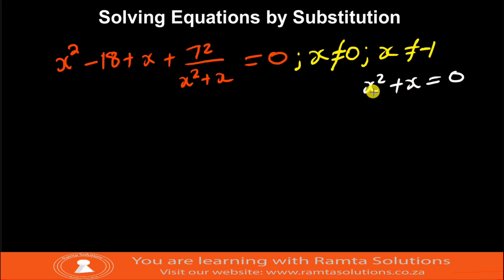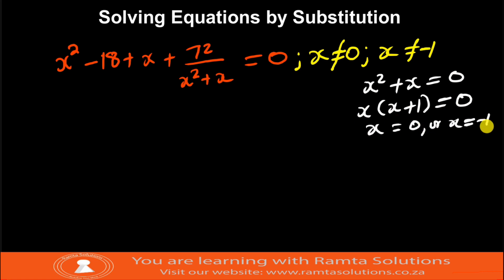So when I solve, I can factorize here. The common factor is x. We have x times x plus 1 equals 0. So as you can see, x equals 0 or x equals negative 1. Hence I said the values of x should not be 0 or negative 1. If they are, this will become invalid. Okay?